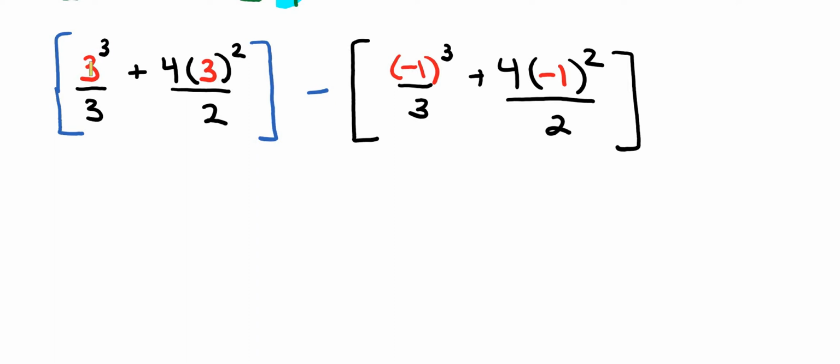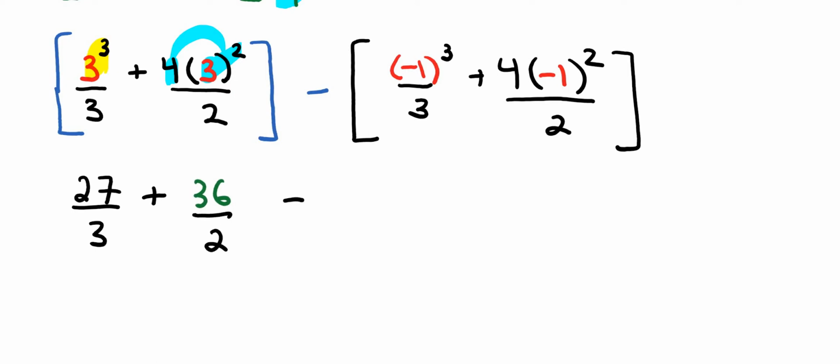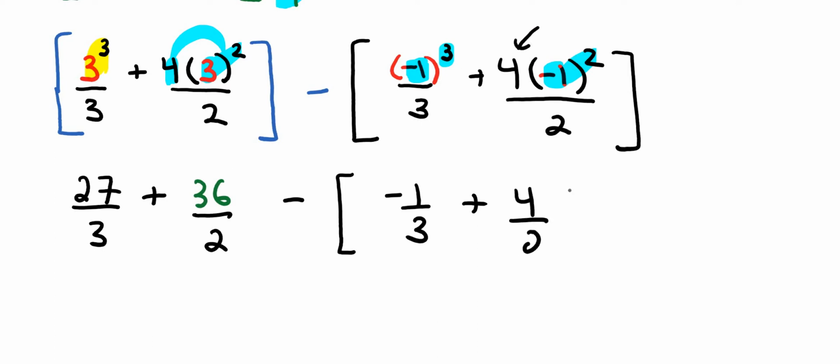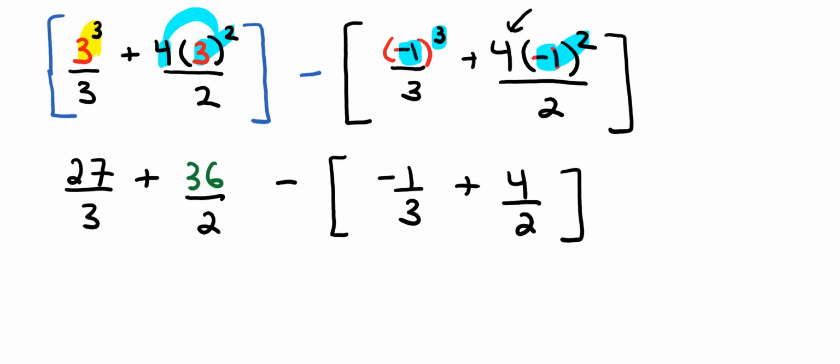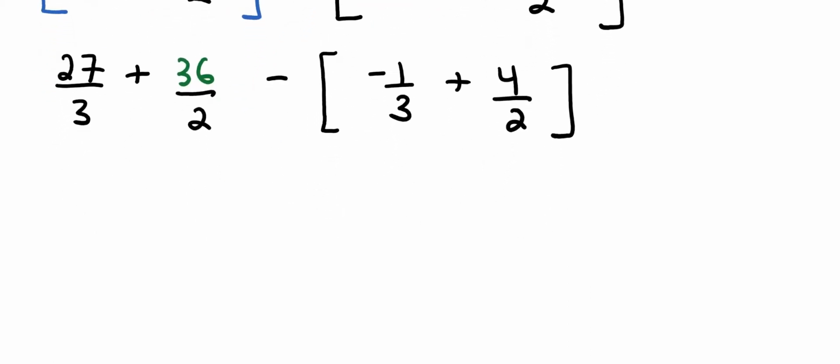All right, so let's do this step by step. 3 to the power 3 is going to be 27, so 27 divided by 3 plus. Now I have 3 to the power 2, which is 9, and 9 times 4 is going to be 36, so 36 divided by 2, and then minus, well, -1 to the power 3 is going to be -1, so that's going to be -1/3 in the bracket, plus, and then we have -1 to the power 2, which is going to be +1. +1 times 4 is going to be 4, so that's going to be 4 divided by 2. In that step right there, I got rid of all the exponents, and from here we can continue to evaluate.